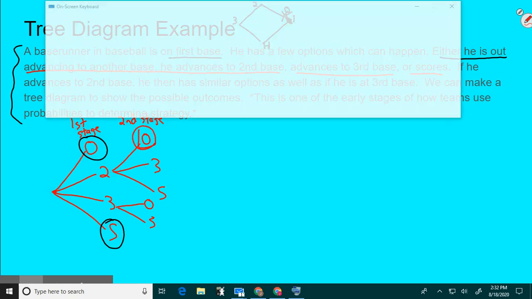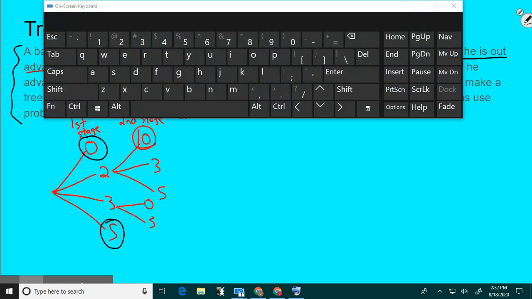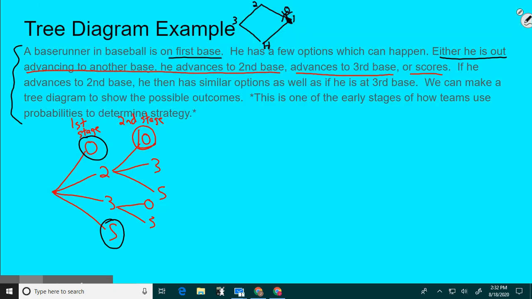So I'm going to just circle all the ones where he would be done. So this one, he was done. If he scored, he was done. Done there. Done there. Okay, so my only other thing now is, in my second stage, if I'm at third, I can either be out or I can score. Done with those. Okay, that's then basically shows my sample space.